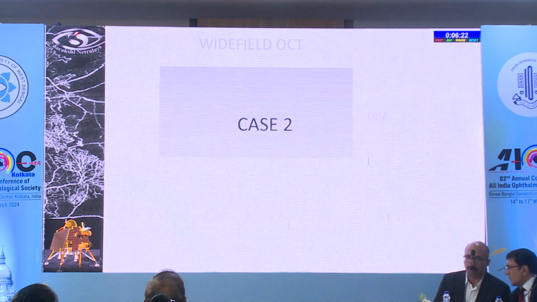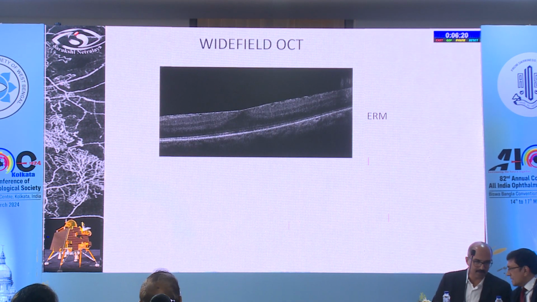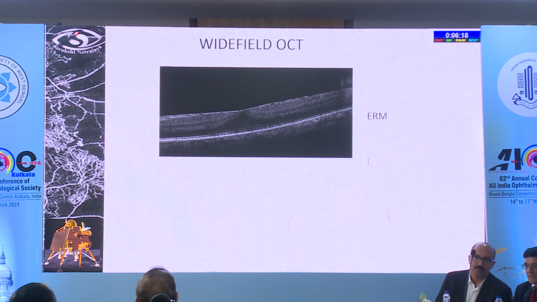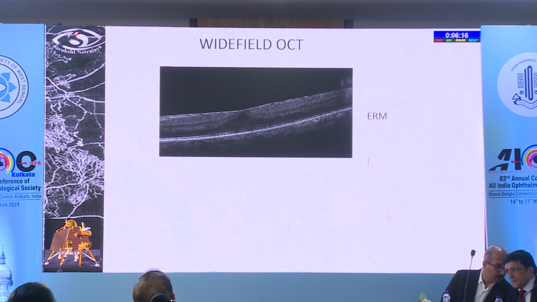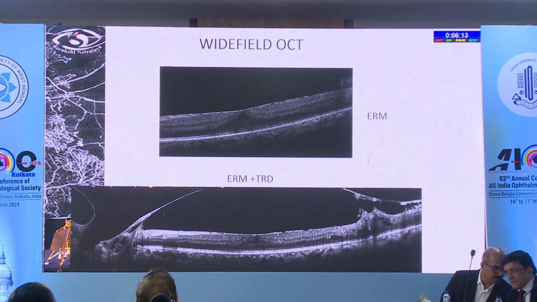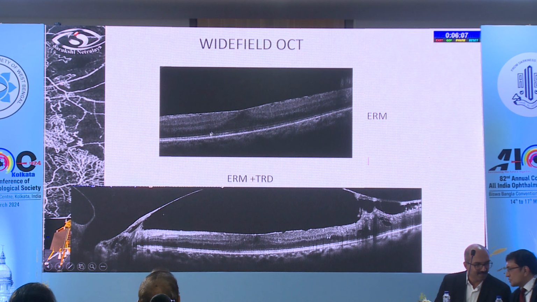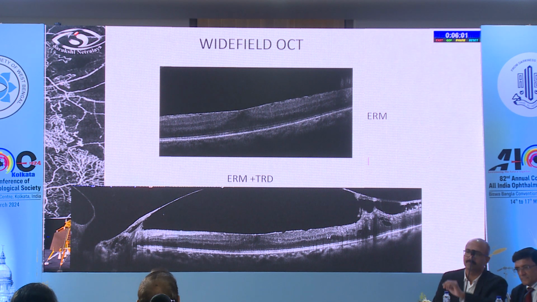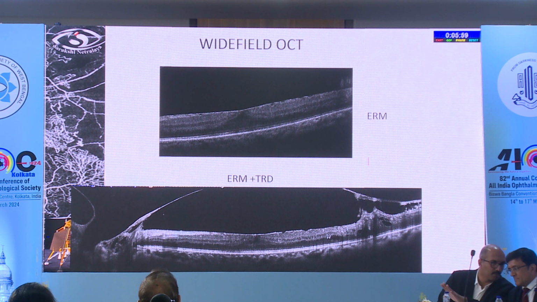Now this is case number 2. The patient was diagnosed elsewhere as a case of epiretinal membrane and suggested surgery. At our center, when we repeated the imaging, you could see there was a membrane which was moving across. So this was not a simple ERM; it was associated fibrous tissue along with the epiretinal membrane. It helps you in properly deciding the type of management you are going to do in this case.